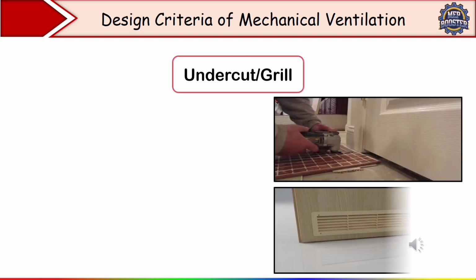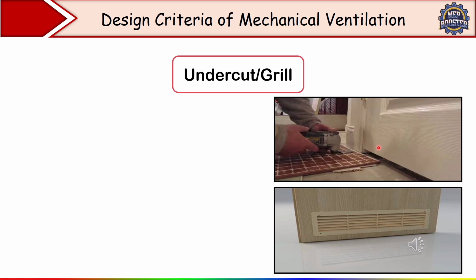Now here you can see how to calculate the size of the grill or door undercut, all these things. Door undercut means what? In the bottom part of the door we have a gap, and this is a standard gap we have to give, around 1-inch gap we have to maintain. With the help of this door undercut, you can supply fresh air to the toilet, or otherwise we have to install a grill on the door.